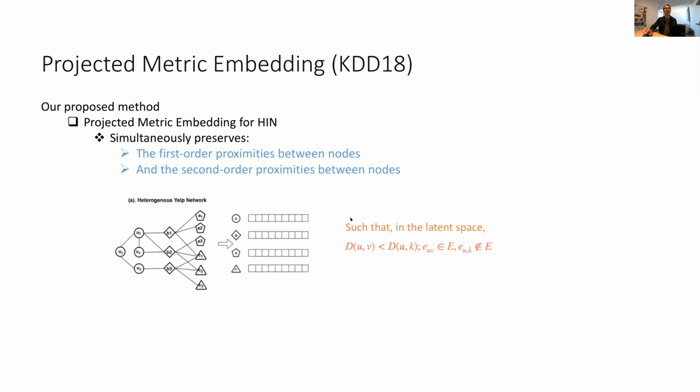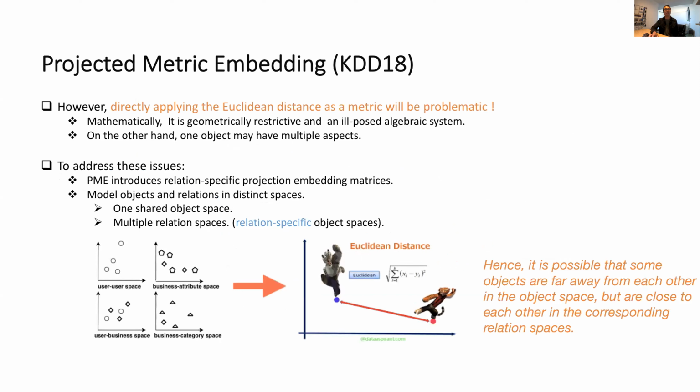The proposed PME model introduces a relation-specific projection matrix inspired by the Trans family, so that we model objects and relations in distinct spaces. For example, one shared object space and multiple relational spaces, and it performs proximity calculation with Euclidean distance in the corresponding relational space. Hence, it is possible that some objects are far away from each other in the object space, but are close to each other in the corresponding relation-specific space. This allows for a greater extent of geometric flexibility and modeling capacity.